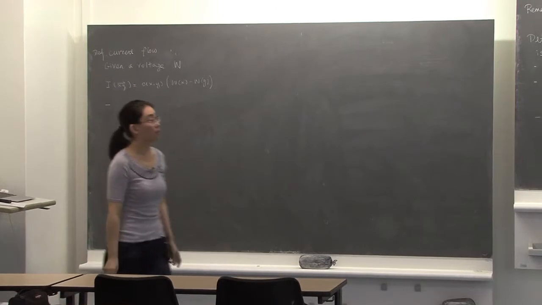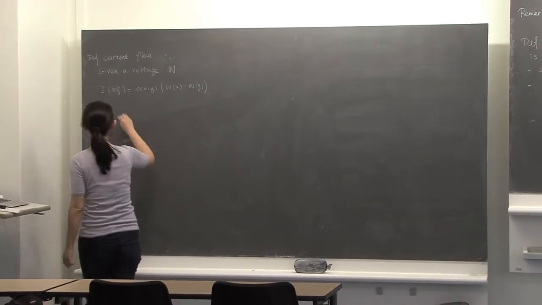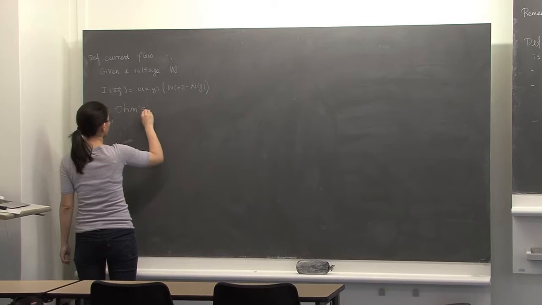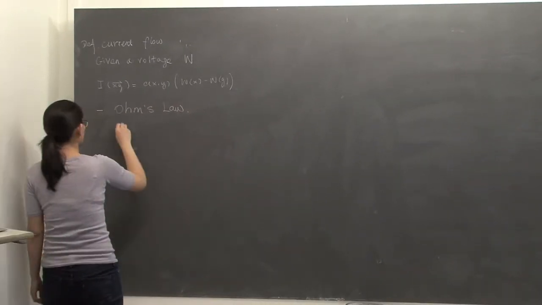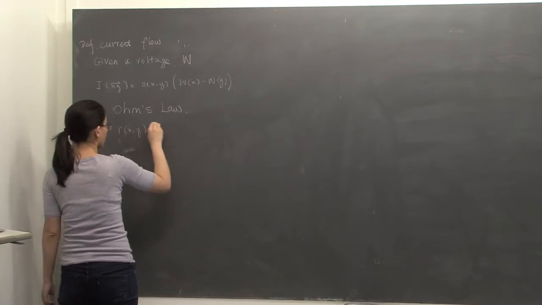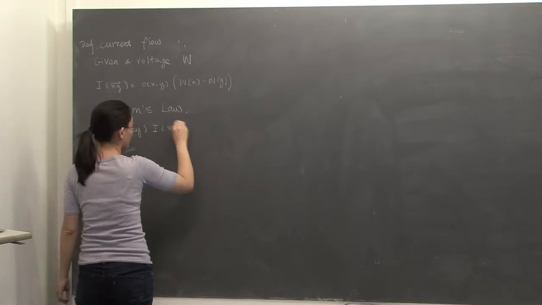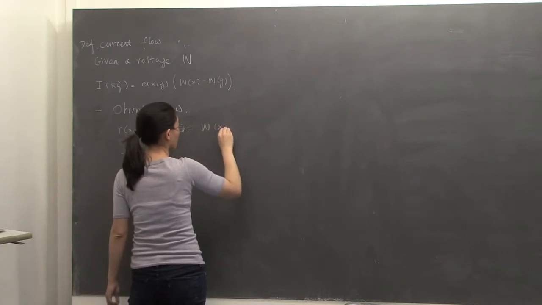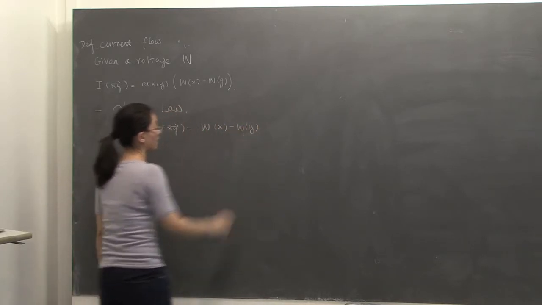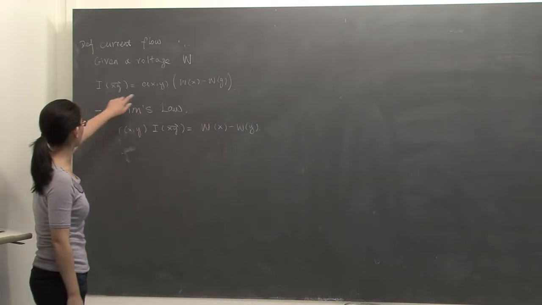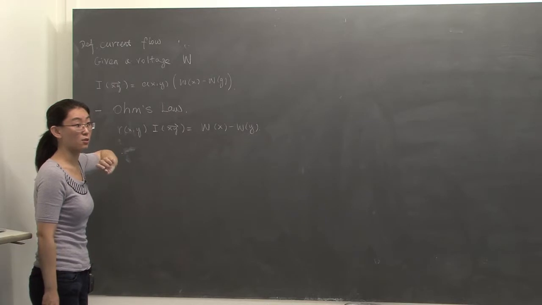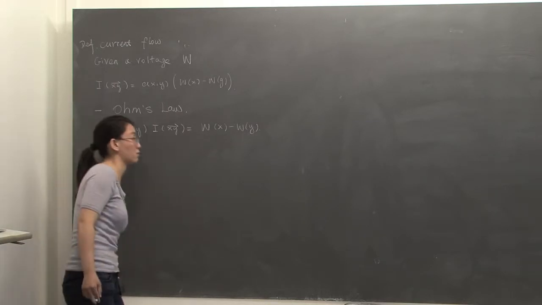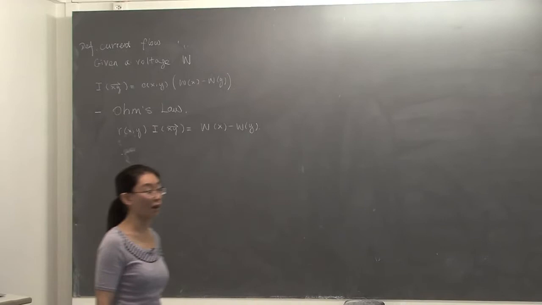So first is called Ohm's law. So Ohm's law tells us the resistance times the current flow equals the difference of the voltage. This is immediate from the definition because we just multiply resistance to both sides. Resistance is 1 over the conductance. So now it's just a definition of this current flow. This is Ohm's law. The second property is called the cycle law.